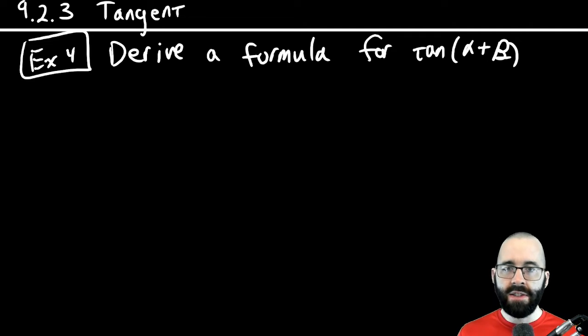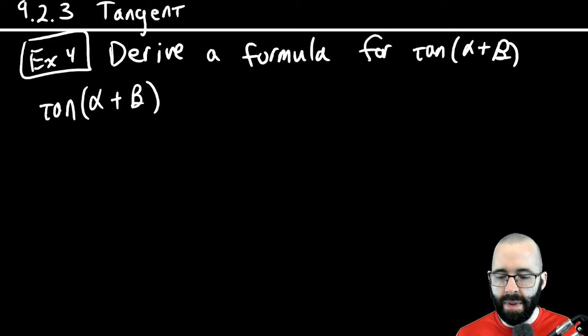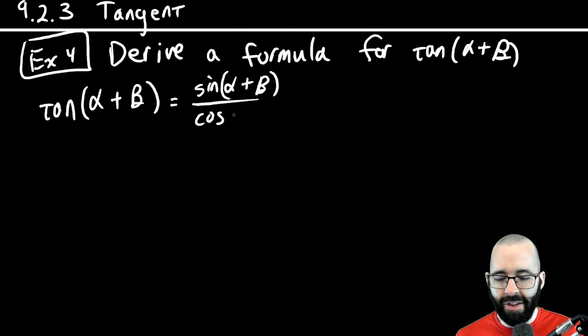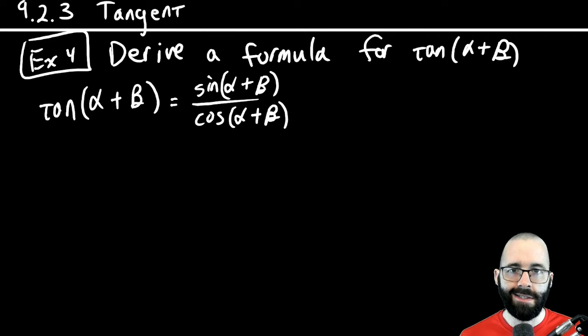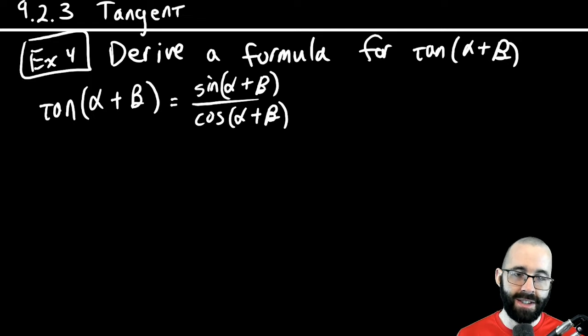So remember that tangent of any angle is just sine of that angle divided by the cosine of that angle. So the tangent of some angle, whatever the angle, alpha plus beta is just the sine of that angle divided by the cosine of that angle. And we already have these two formulas. So strap yourselves in. It's algebra time.